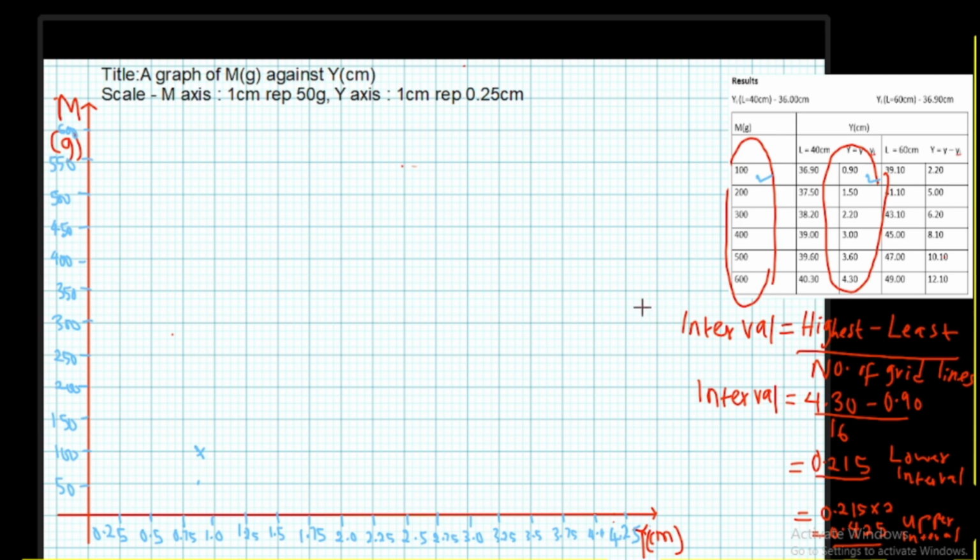Now the next set of points to plot will be 200 and 1.5. You can see those ones. We have 200 here. The 1.5 is actually very clear here, so we can trace them. 200 and 1.5, so we mark them as well.